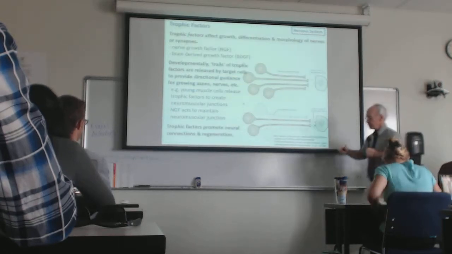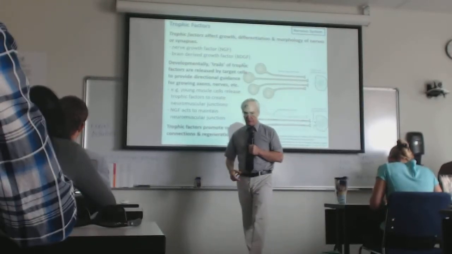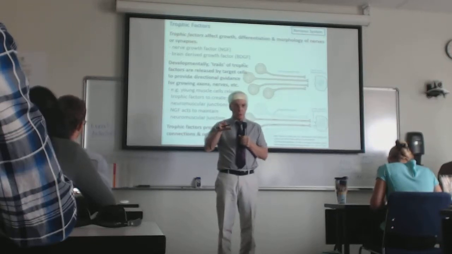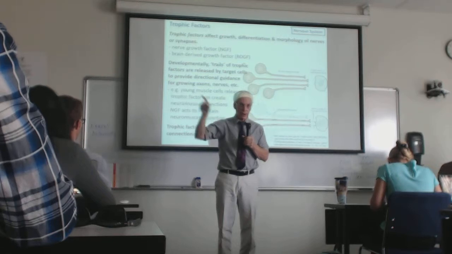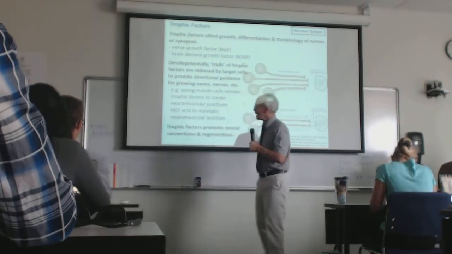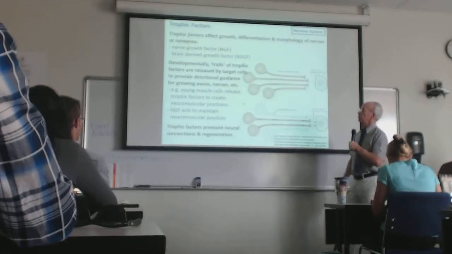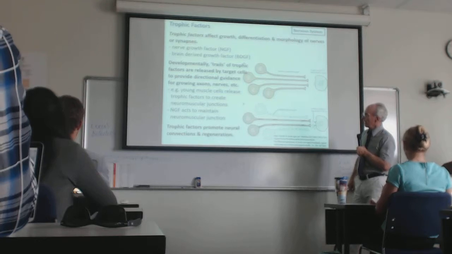consistent with their ability, both developmentally and in recovery from trauma, of telling the neurites, telling the axons, telling the dendrites exactly where they need to go. And so trophic factors developmentally are absolutely critical for differentiation and development of the normal brain and CNS.